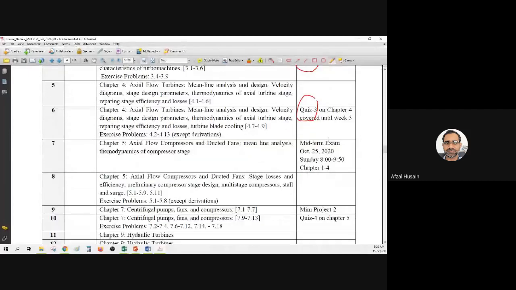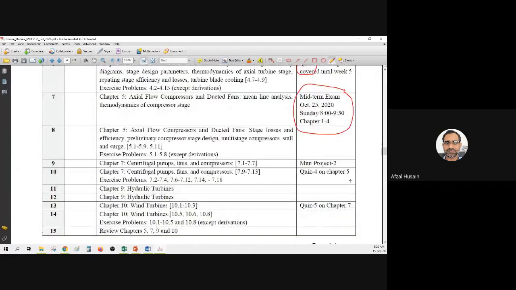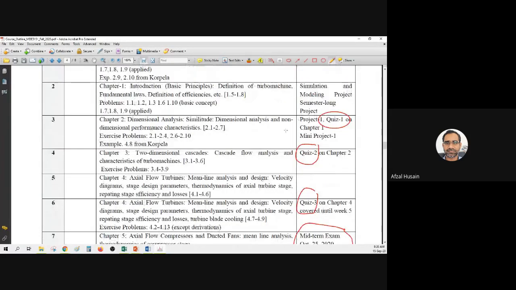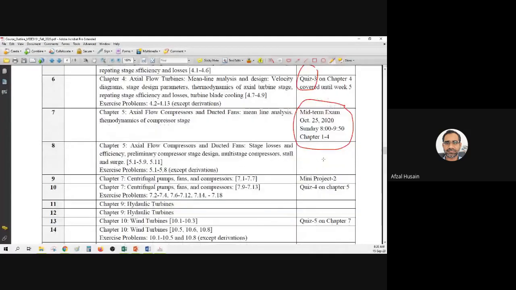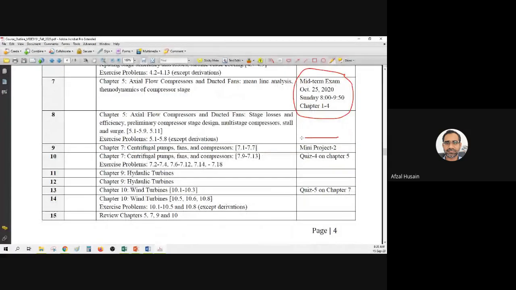And in week 7 we will have the midterm. So the midterm schedule is fixed by the department for almost all courses. So it is not going to be changed. It will remain the same. And then we will offer the mini project. One mini project I will offer in week 3, and the second mini project I will offer after the midterm in week 9.